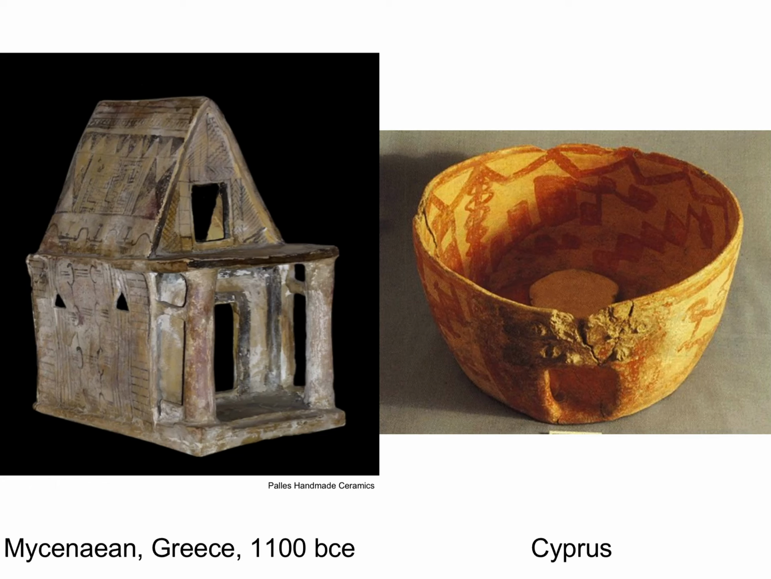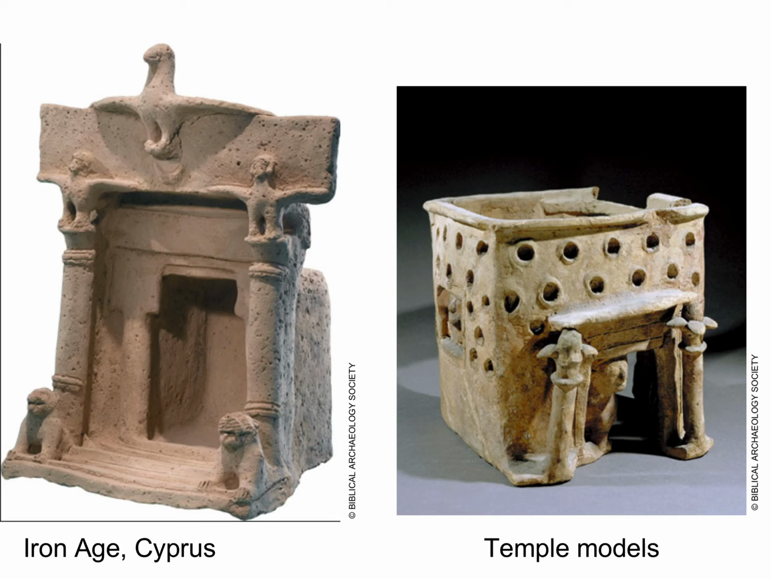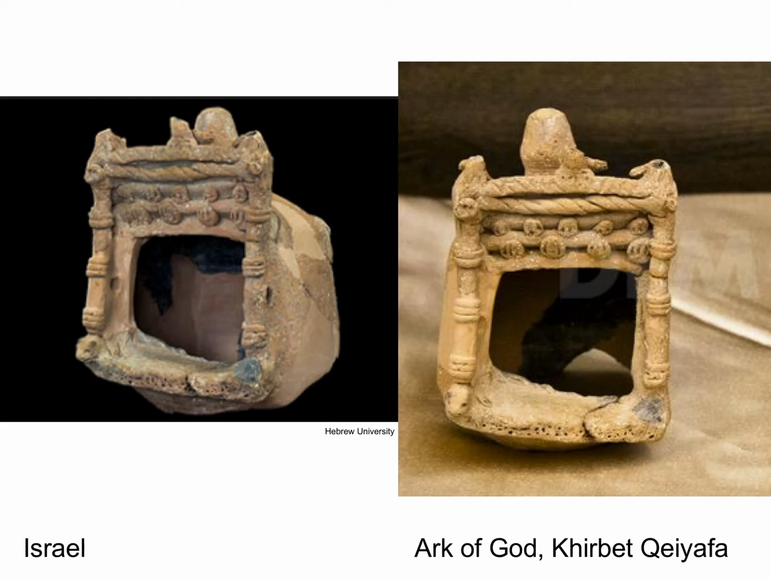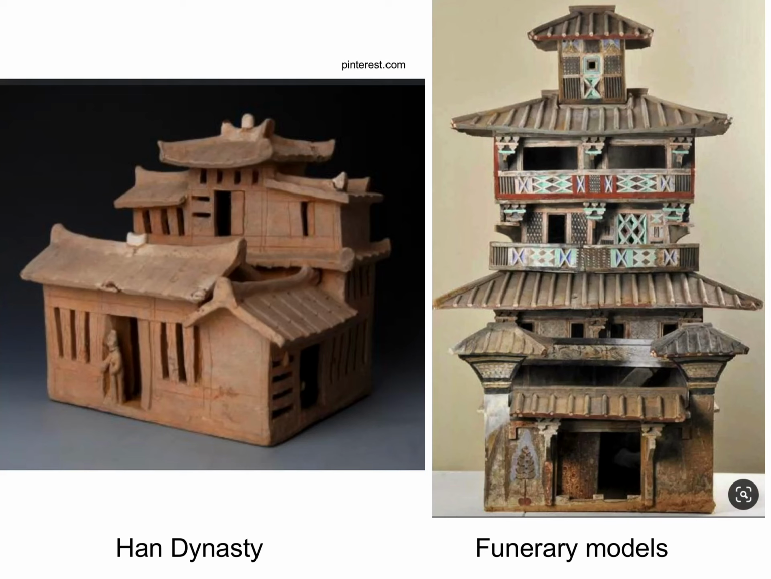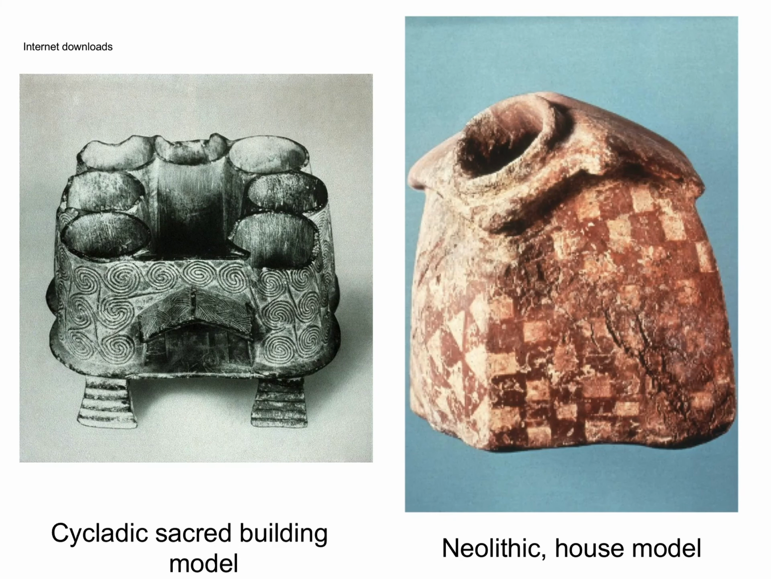Example from Mycenae in Greece, from Cyprus, again, temple models, from Israel. Often those were used as well in funerary rites for the containment of ashes or bone fragments from the deceased, or to contain offerings for the deceased or for the gods and so on and so forth. So they have multiple uses. You find them in China a lot, in the Han Dynasty and in other dynasties as well. Again, for the purposes of funerary rites and funerary offerings in tombs. But they give us a tremendous amount of information about the architecture of those cultures.